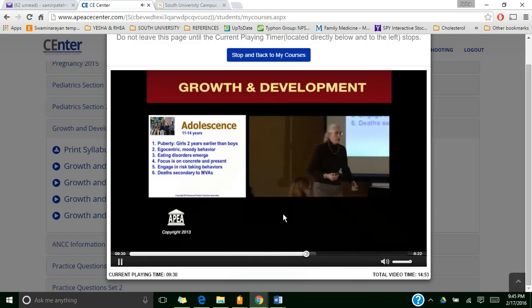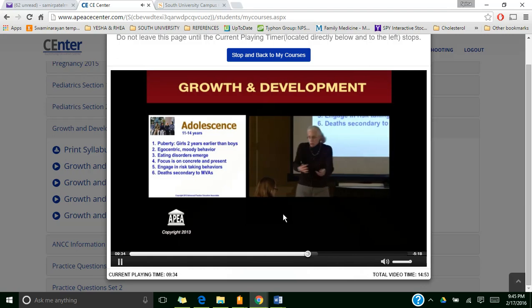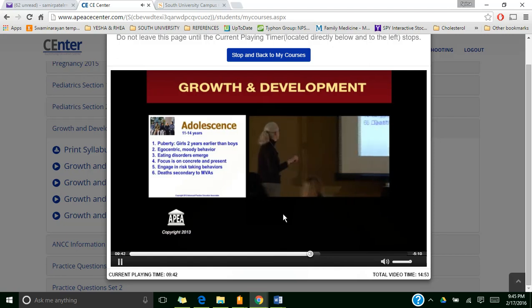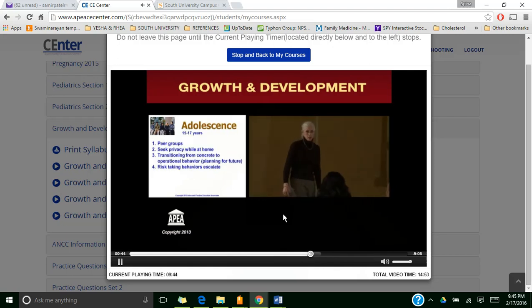Risk-taking behaviors begin to escalate, but there is good news in this age. In early adolescence, they think about the here and now, concrete. In middle adolescence, they improve a little bit. They begin to think about, what do I want to do in a year or 2 years? Do I want to finish high school and go into the military? Do I want to finish high school? What kind of job do I want to get?